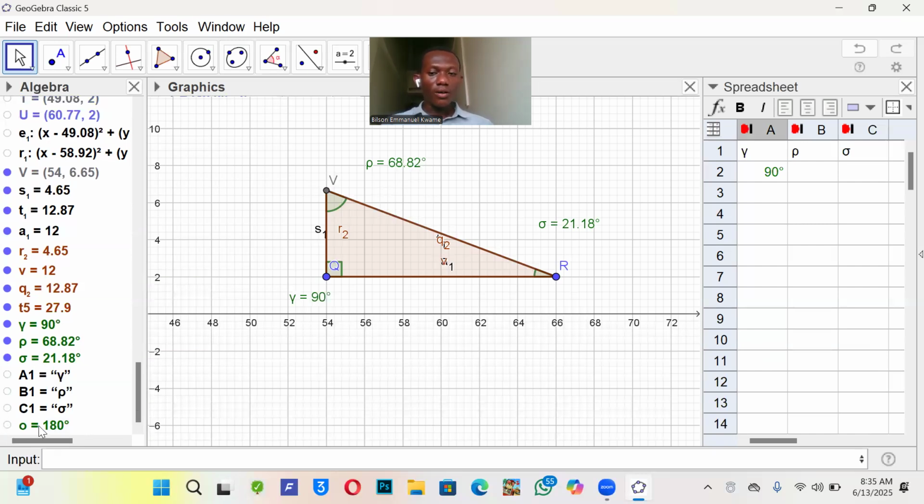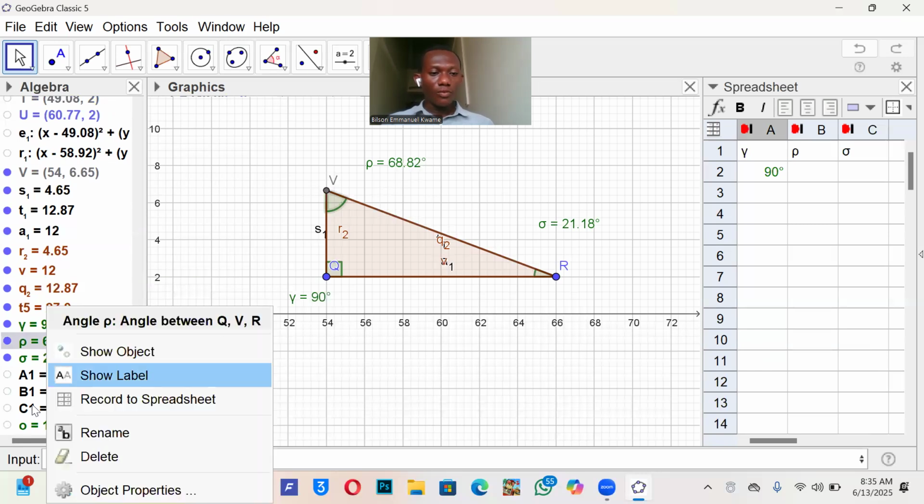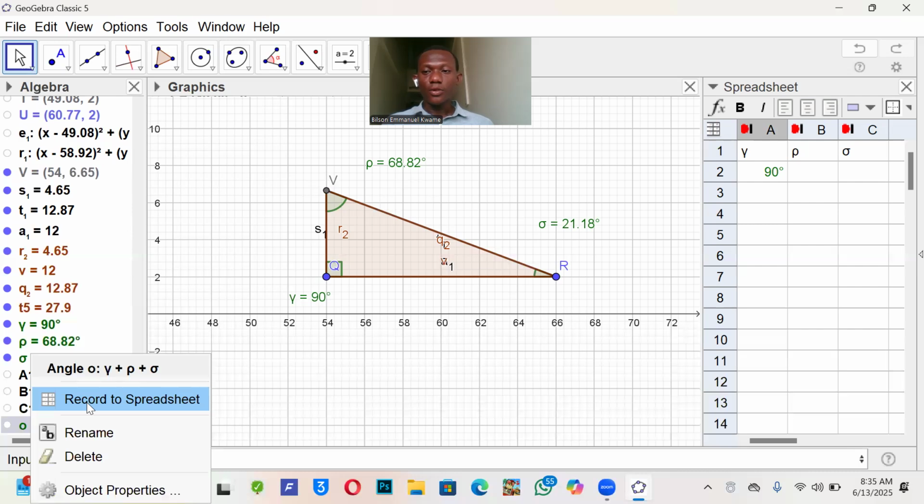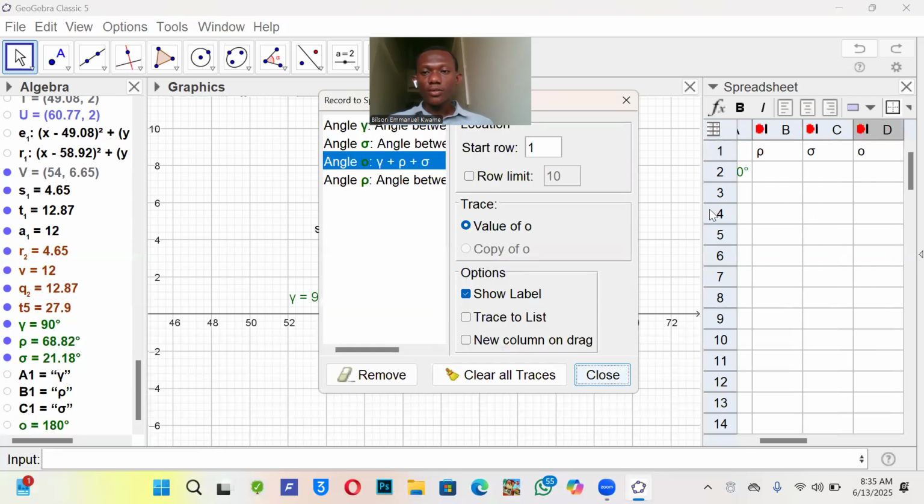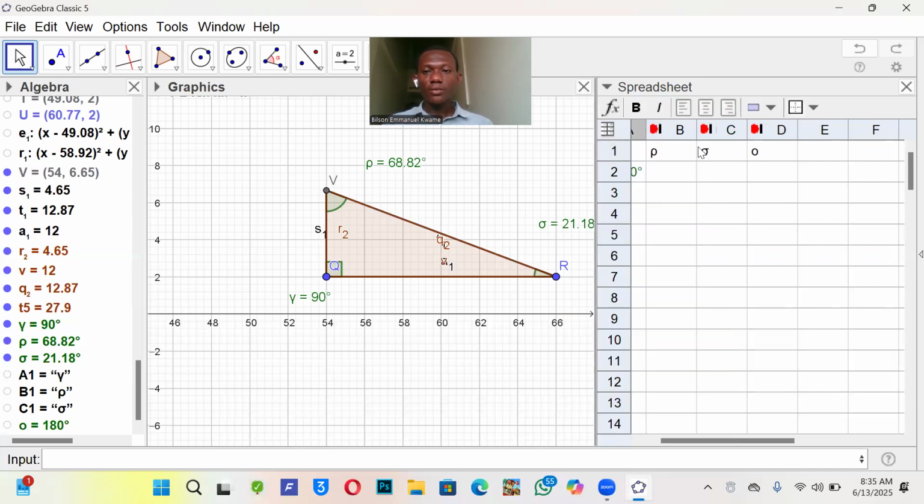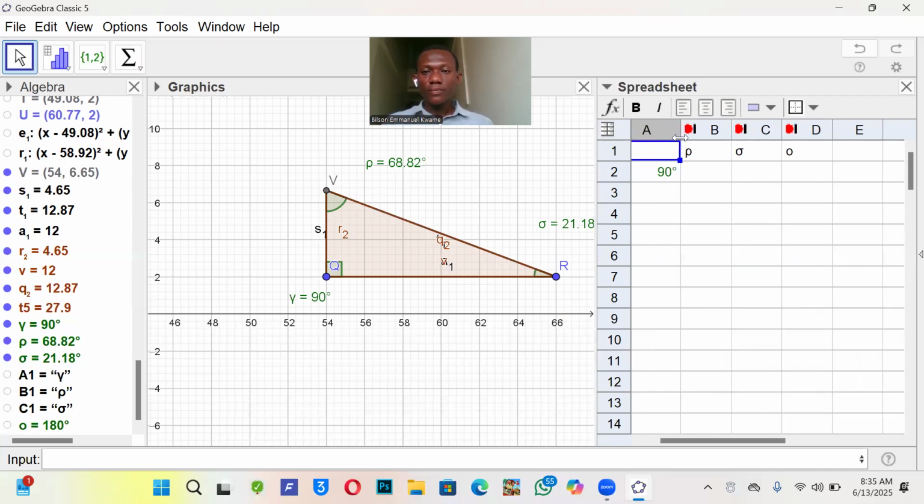Good. So now all that we have to do is record that on our spreadsheet. So now let's focus on our spreadsheet. So we know that the sum of the interior angles is what? Okay. Now let's focus on our spreadsheet.